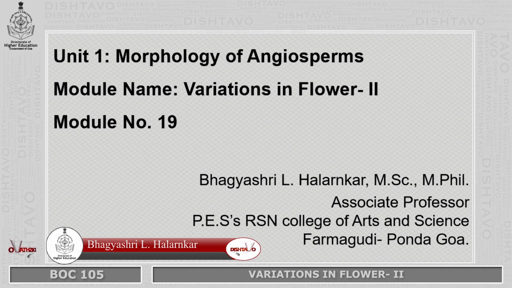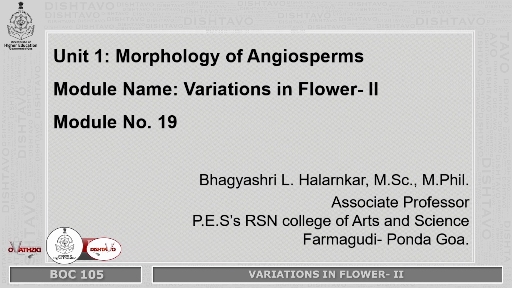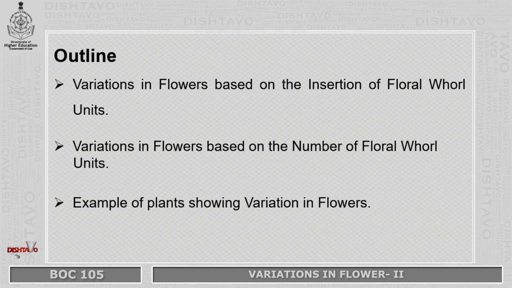You are going to learn Variation in Flowers Part 2 in module number 19. This module is from Unit 1, Morphology of Angiosperms. The outline of the module is Variations in Flowers based on the insertion of floral whorl units, variation in flowers based on the number of floral whorl units, and examples of plants showing variation in flowers.